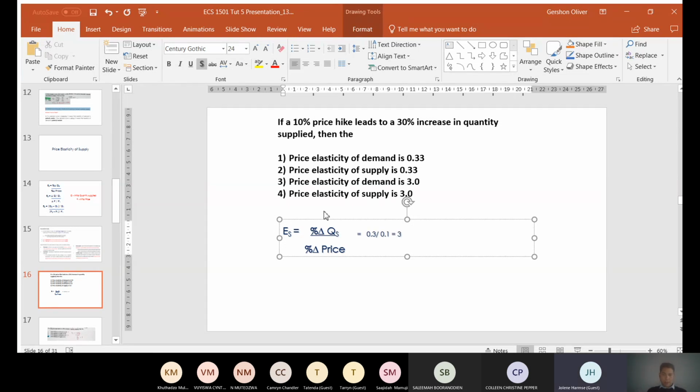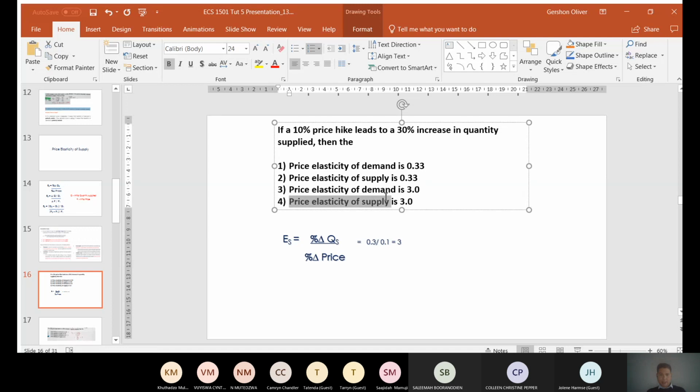So the answer will be number 4, because we are dealing with the price elasticity of supply, and it's greater than 1. Not demand. Thank you very much for that.